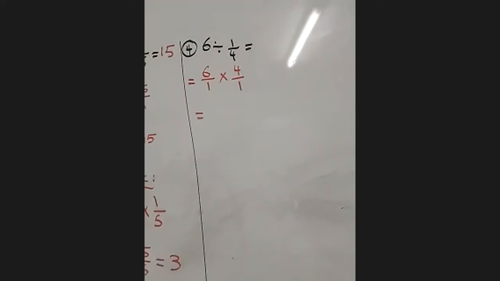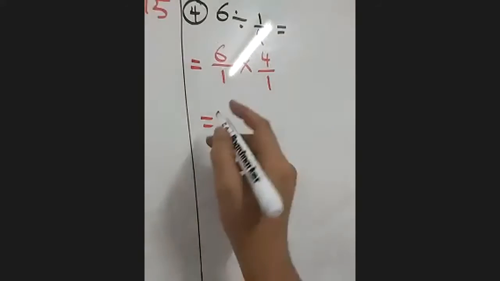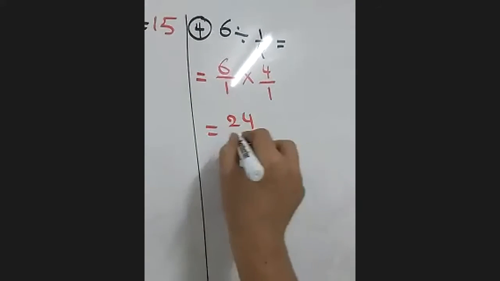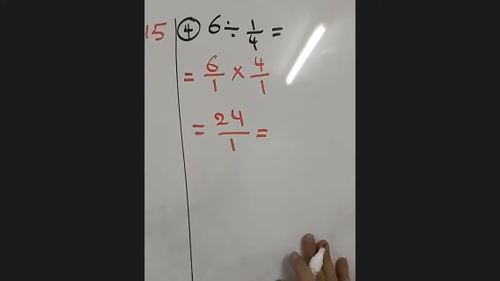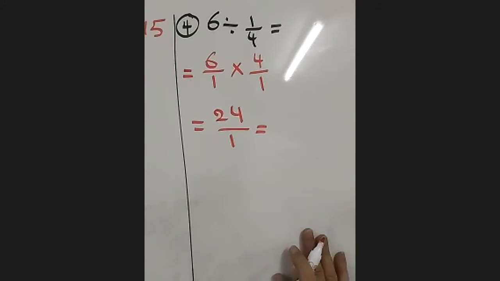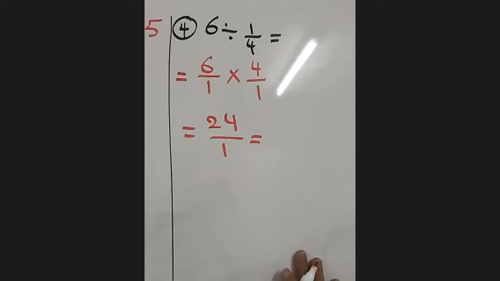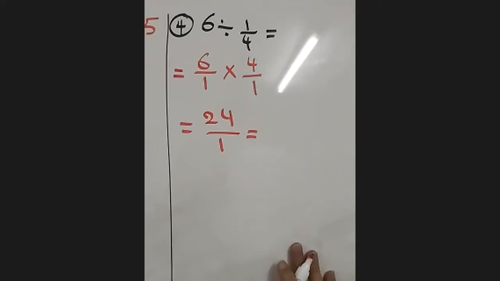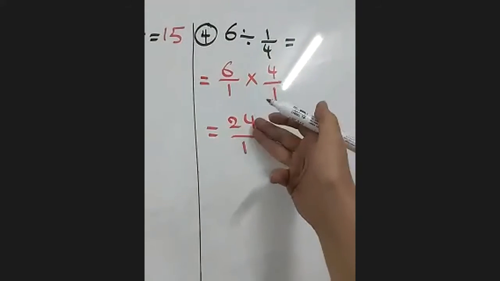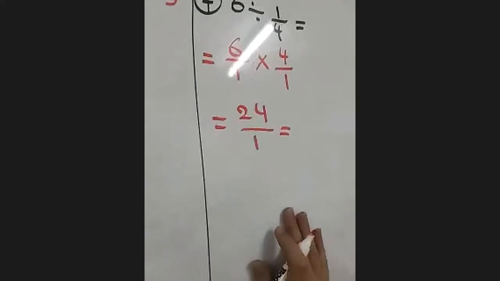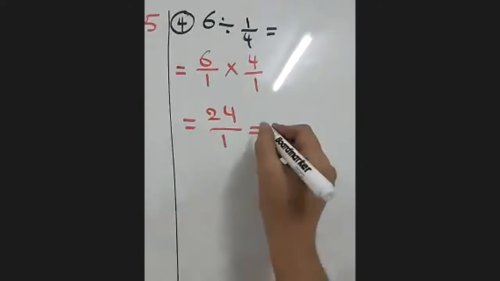Now, the next step, what is it? Multiply. It's 24/1. What's the answer with 24/1? 24. Focus, my son. 24 over 1 means 24 divided by 1, right? And any number divided by 1 is the same number, right?